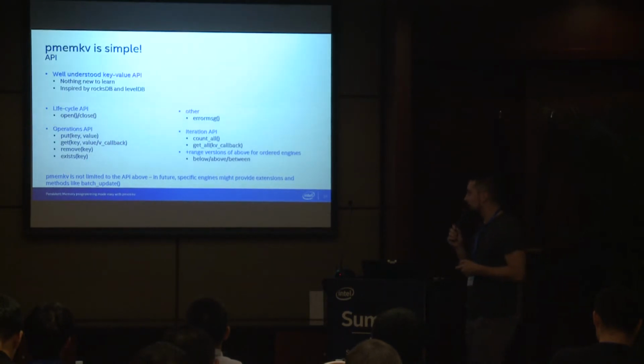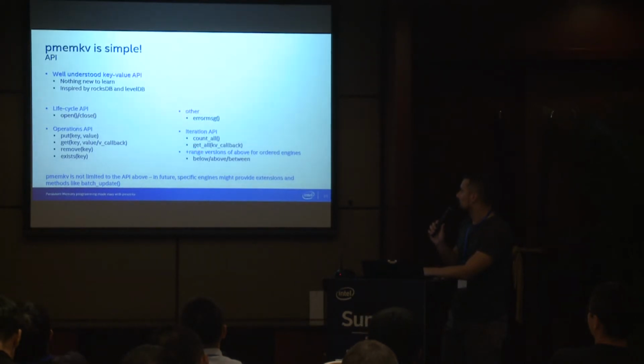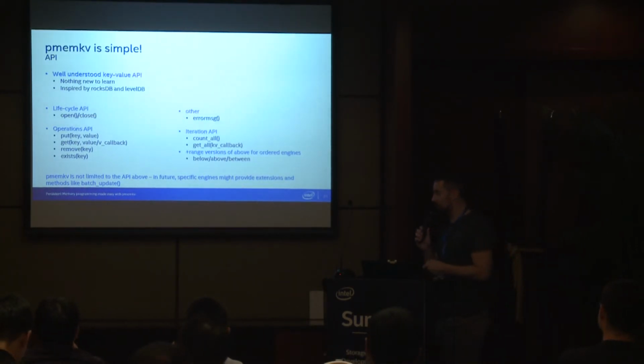We can remove the key. We can check if the key exists. We have error message static function, which basically returns a string with readable error message. And we have iteration API. We can count all elements, we can get all elements, and we have range version of above for ordered engines, of course. Because for unordered engines, it is not possible to call below, above, and between. We are not comparing keys. And this is quite important. Pmemkv is not limited to the API above. Right now, this is all the existing API, but in future, some specific engines might provide some extensions like batch update. We already have one request from the client about this extension.